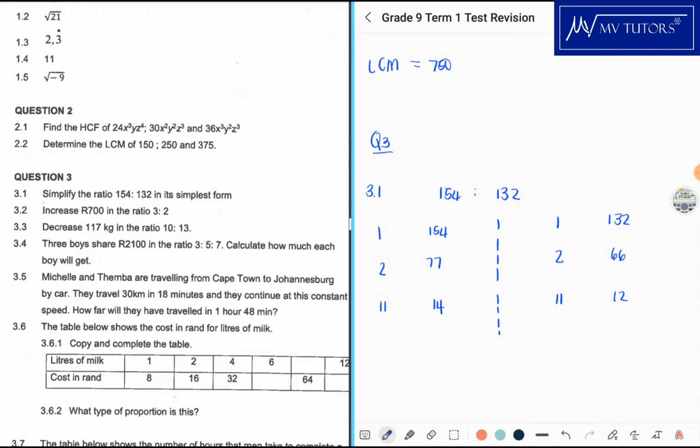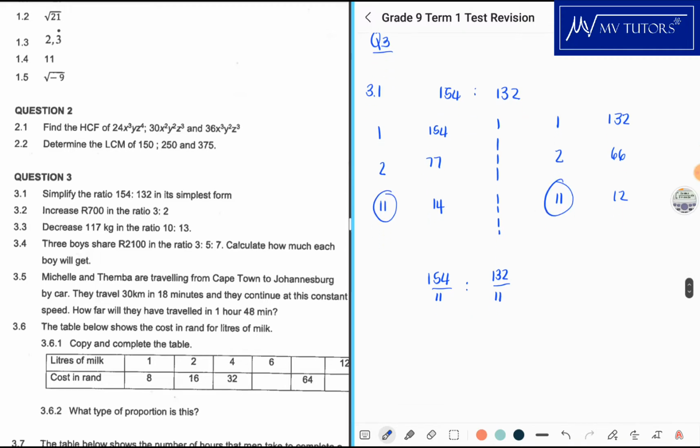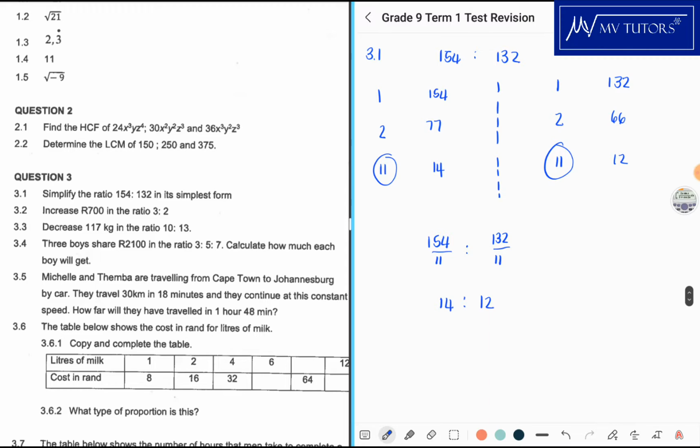Now, what is the question again? Simplify the ratio. So then I would say 154 divided by 11. And I have 132 divided by 11 because in both cases that is the highest common factor. So 154 divided by 11 gives me 14 and 132 divided by 11 gives me 12. But no, I'm not done actually. I can still go on because we really want to write it in its simplest form.